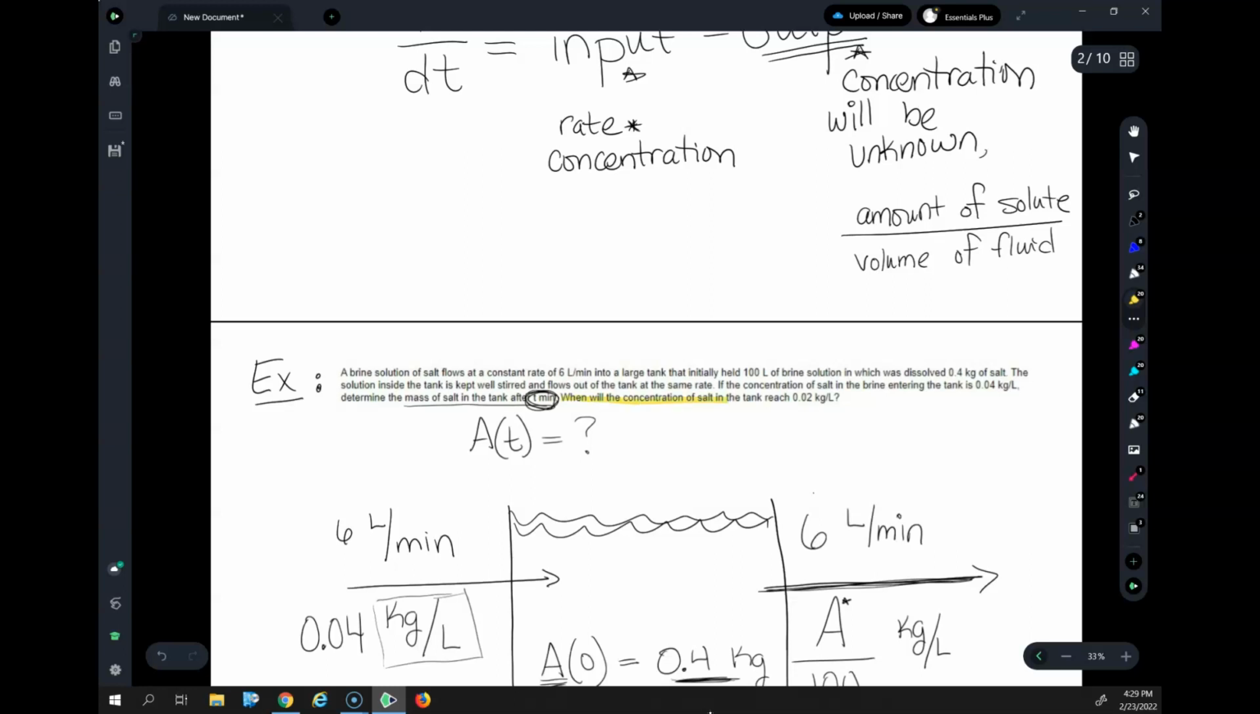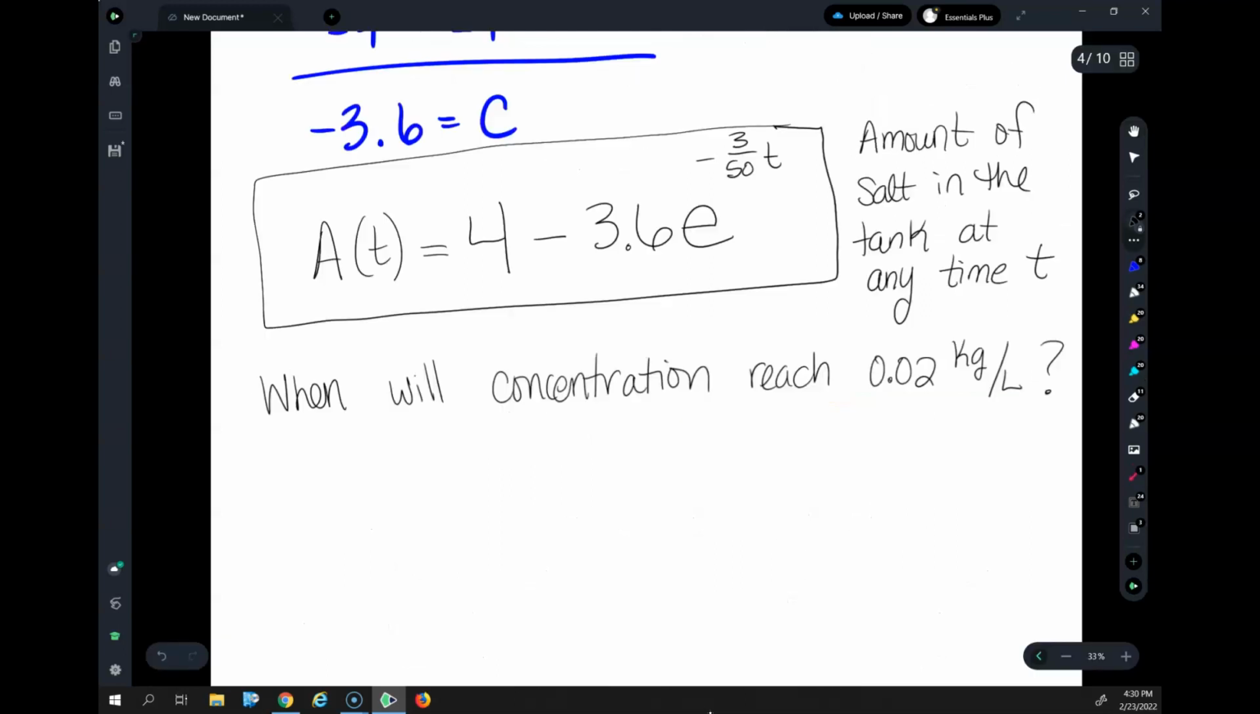It says, when will the concentration of salt in the tank reach 0.02 kilograms per liter? So a couple things I want you to notice first is how this question is asked. It's asked using the word when. When means we should be figuring out a time. We're trying to solve for time. Another thing you should notice is that it's asking us about concentration. And this function that we just solved for is not concentration. This function we just solved for is amount, absolute amount.